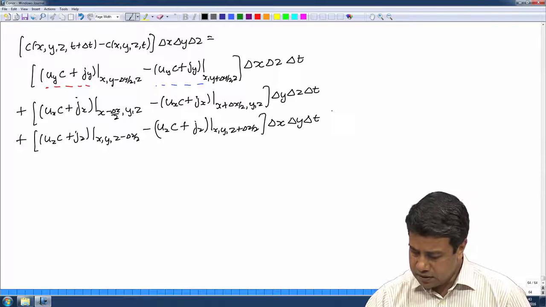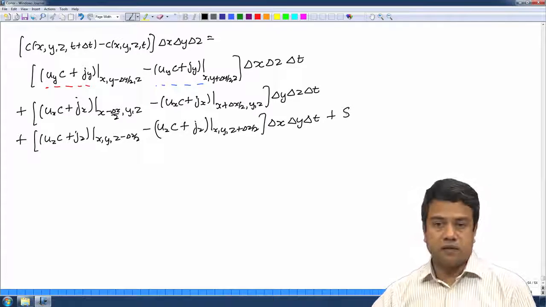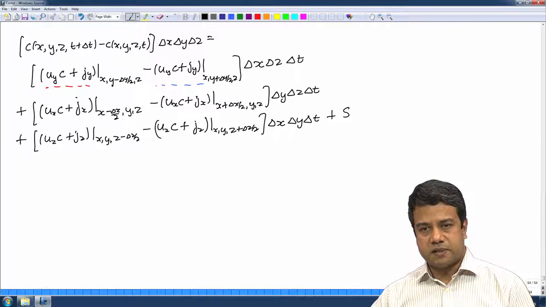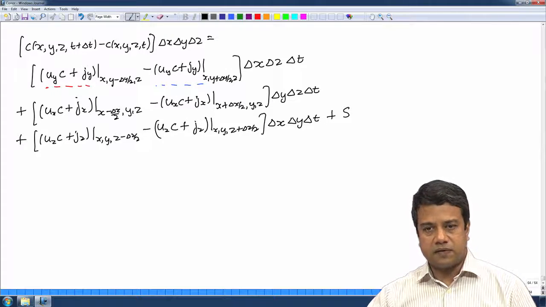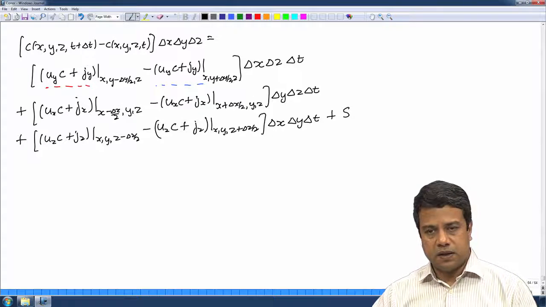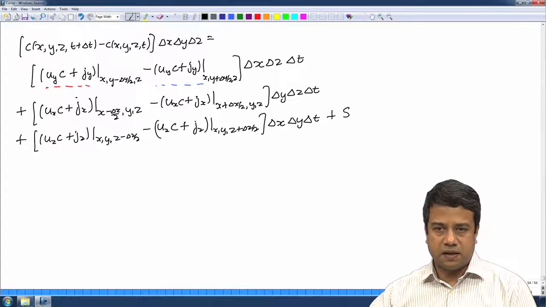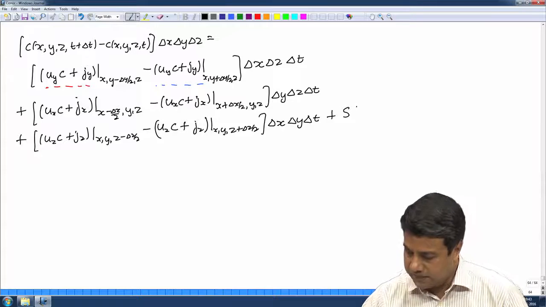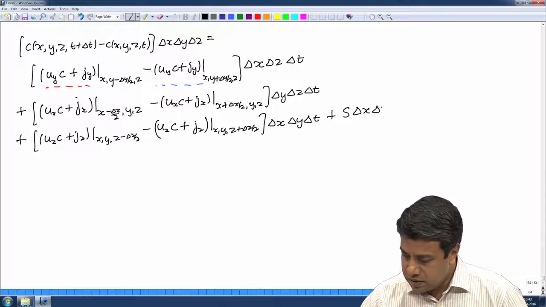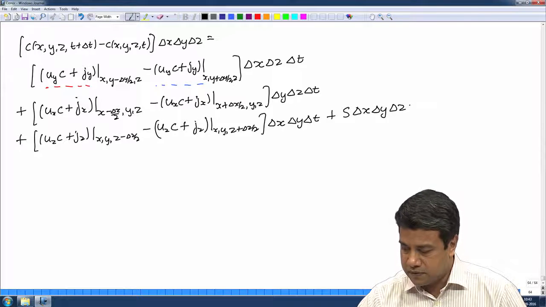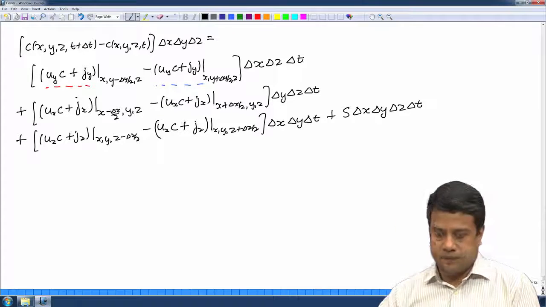And then I had another source here, that is a source per unit volume per unit time. If there is some reaction within the volume, the rate of change of concentration is what is specified by the reaction rate. Therefore, the change in mass is going to be equal to the reaction rate times the volume times time, delta x, delta y, delta z, that is the volume, times delta t.